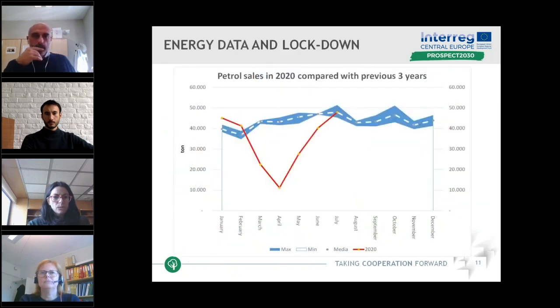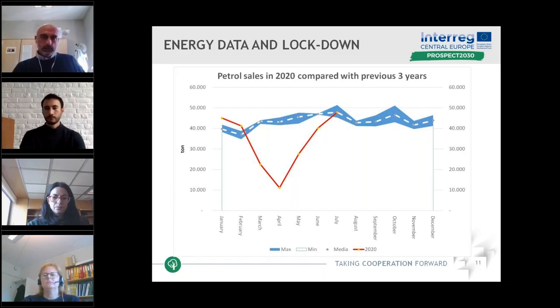I just want to go to the end of my presentation and show you some very interesting information related to what happened this year. Here I compared data coming from petrol sales this year, which is the red line, with the previous 3 years. Here you can very clearly see the impact of the lockdown during the springtime. This is for petrol.